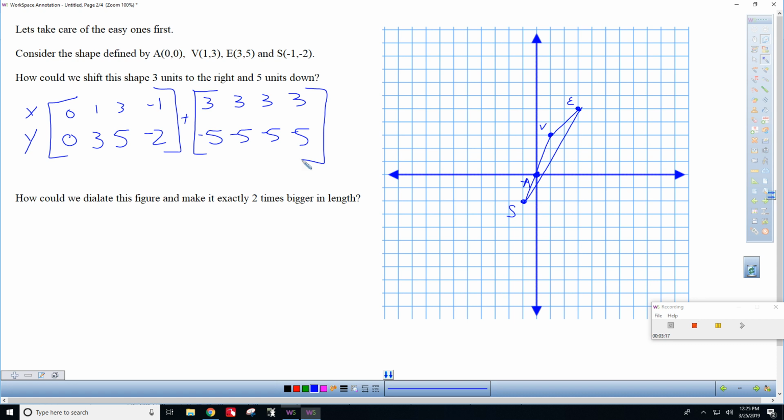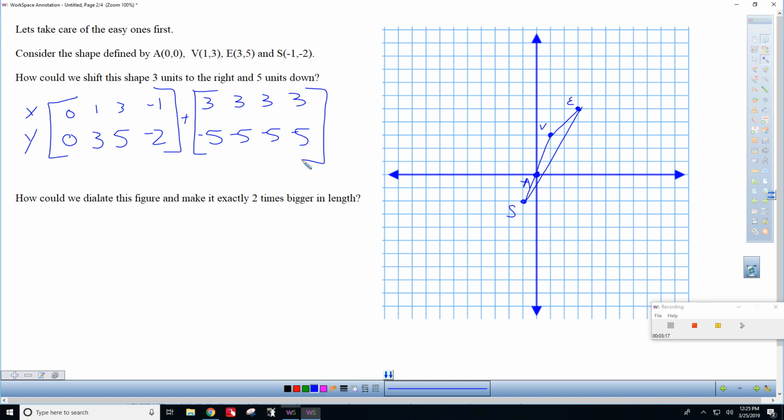But this is how you got to understand computers do this. So you might be asking yourself, why in the world do I care? I would just do that in my head. I don't need matrices. But you might need to teach a computer how to adjust shapes, rotate them, make them bigger, make them smaller, and that's what we're trying to do there.